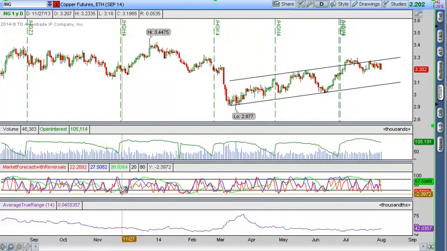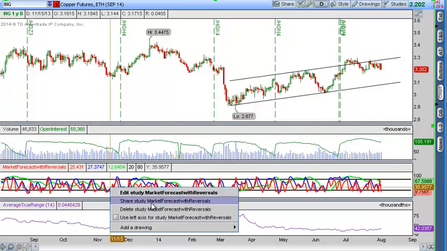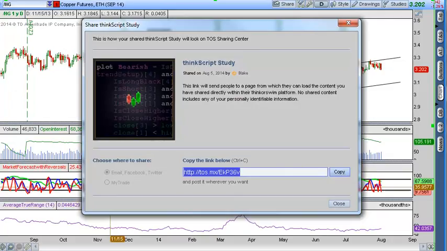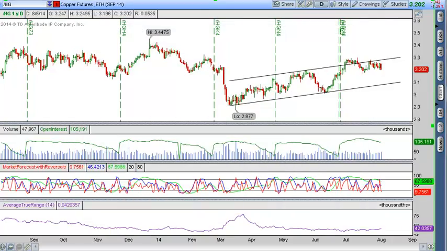Okay. So let me just send this to you. Let's share the study. All I did with the market forecast is put in an 80 and a 20 line. That's all it is.